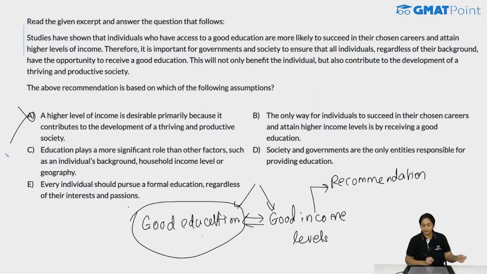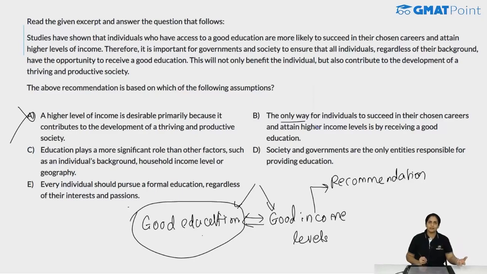The only way for individuals to succeed in their chosen careers and attain higher income levels is by receiving a good education. Now suppose I invalidate it. When you say only way, the way to invalidate it is by saying that there are other ways. So suppose there are other ways of succeeding and attaining higher income level. Suppose you can start a business or you can do something where you can attain a higher income level without having a good education. But does that invalidate this particular scenario where giving good education will lead to good income levels? No. There might be other ways, but this is definitely one way.